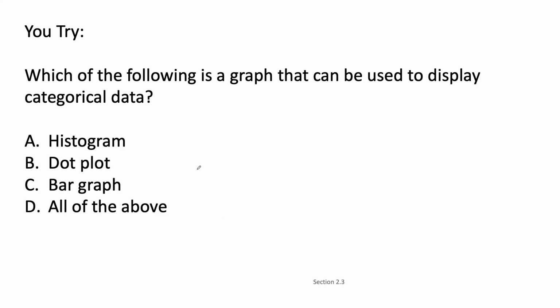Let's try another question. Which of the following is a graph that can be used to display categorical data? I'll give you a second to think about it on your own. All right, so a histogram and a dot plot we talked about, these are used for numerical data. The bar graph is used for categorical data.